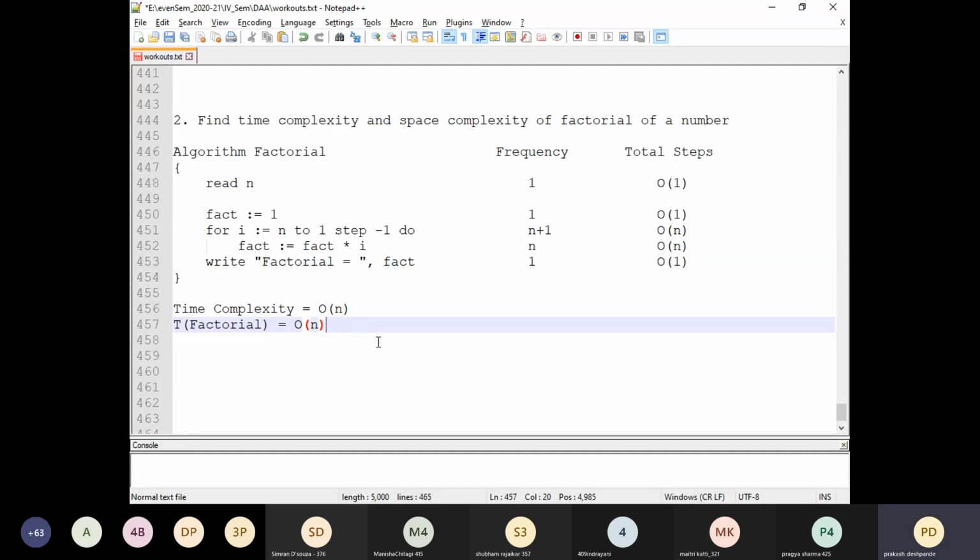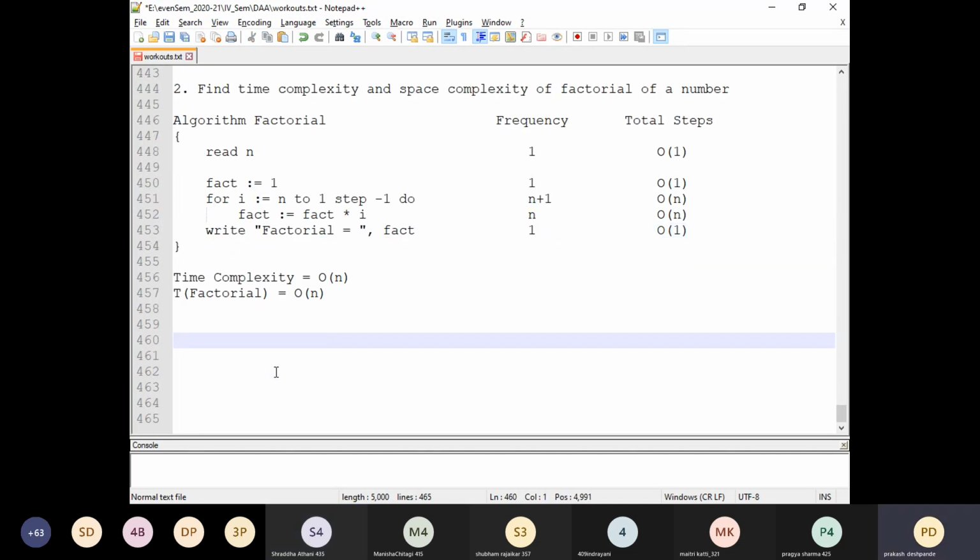Sir, the third frequency n plus 1, where the 1 goes, sir? Plus 1. Okay. Now, for I equal to n, I greater than or equal to 1, I minus minus. Now, is it a representation of that particular line in C or Java?